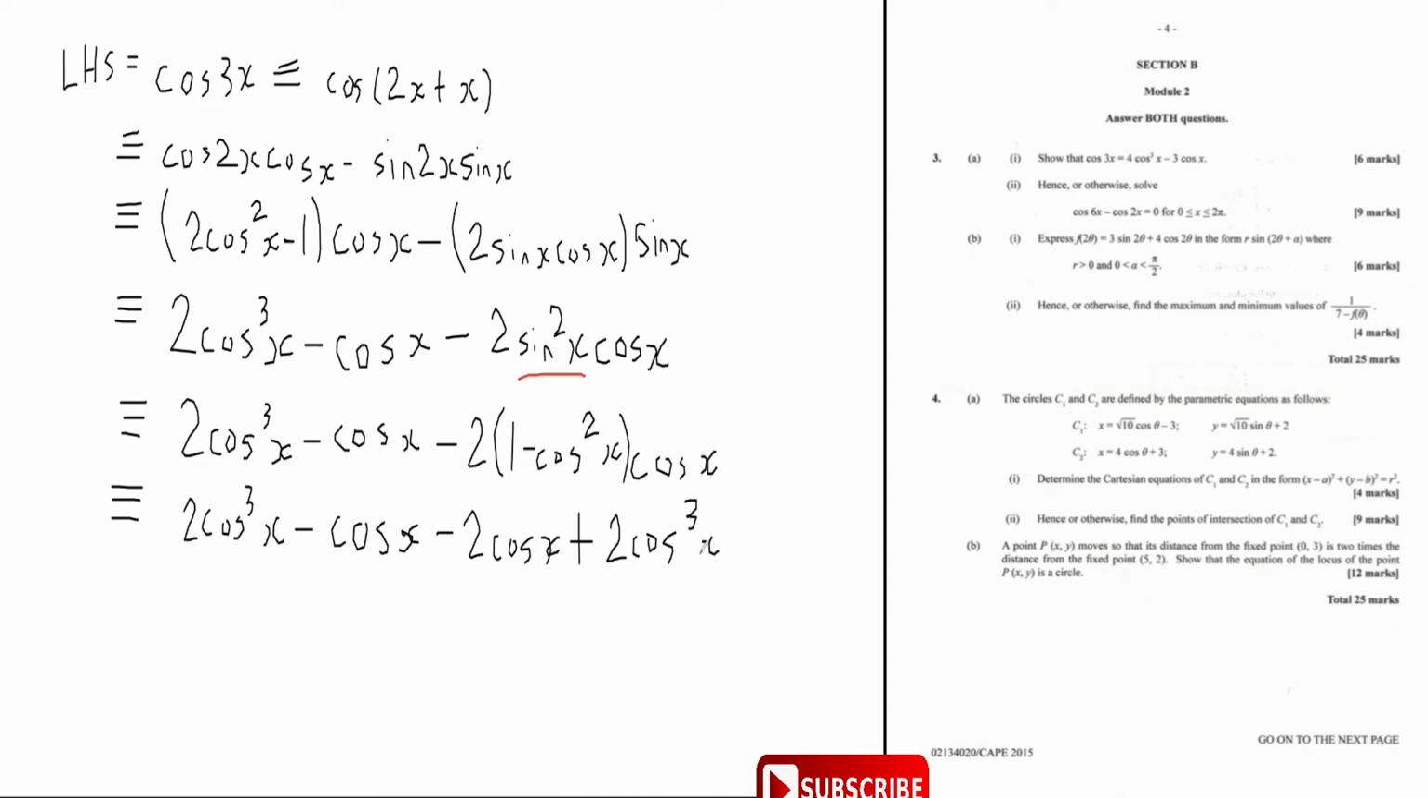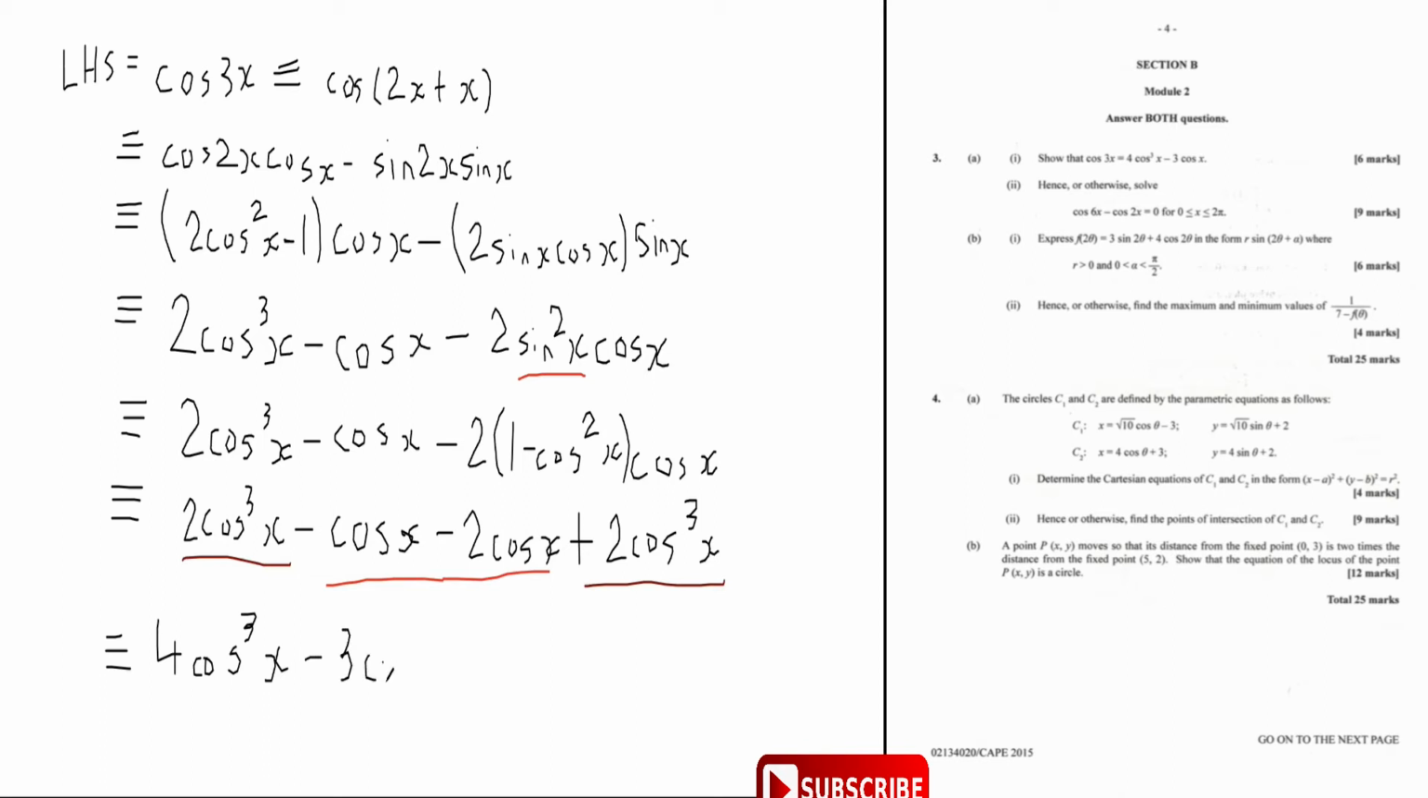All right, nice and easy. And so now we have 2 cos cube x plus 2 cos cube x. When we add those two together, what we're getting is 4 cos cube x. And then what we have now is minus cos x minus 2 cos x. Those two together become minus 3 cos x.